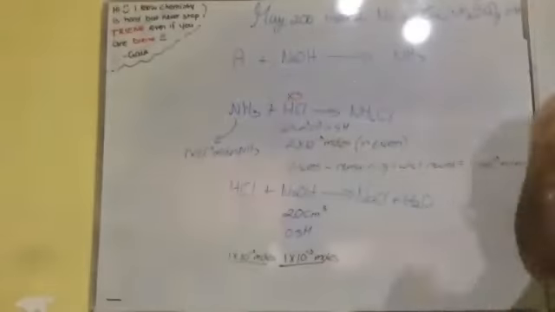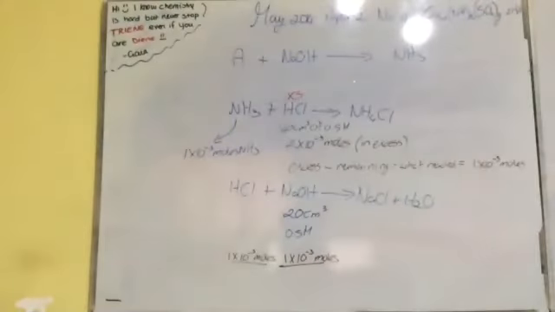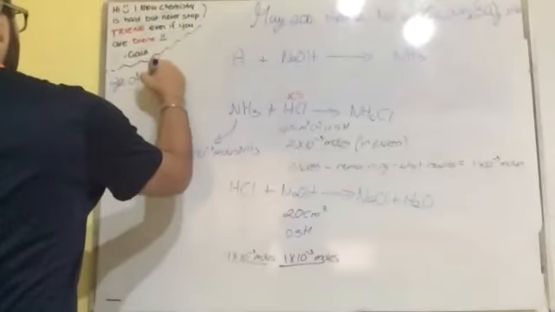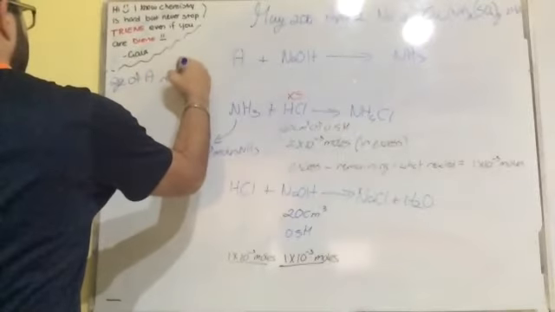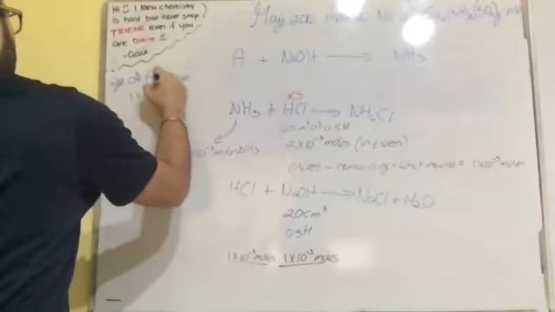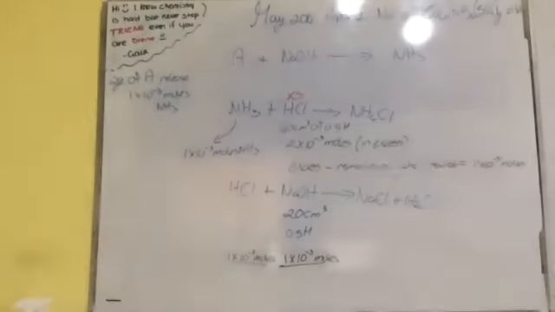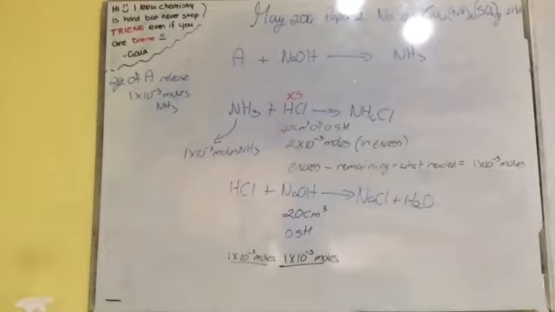NH3. So from the first question, we can say that 2 grams of A release 1 times 10 to the minus 3 moles of NH3. And this is very important. That is from the first question. We can say 2 grams of A have released 1 times 10 to the minus 3 moles of ammonia.